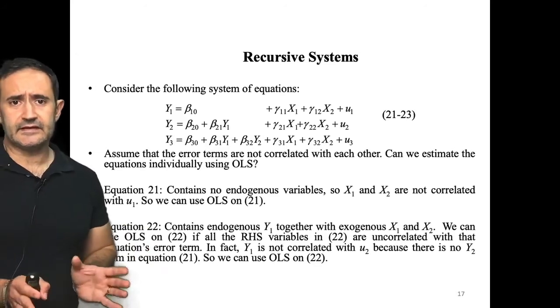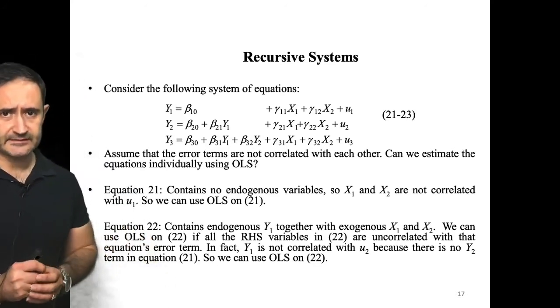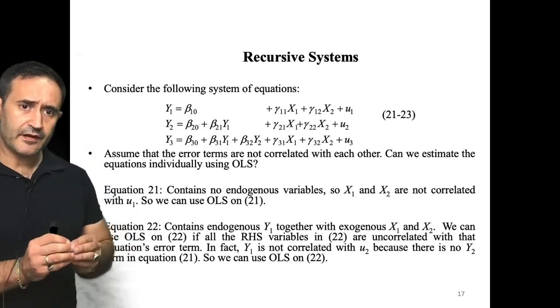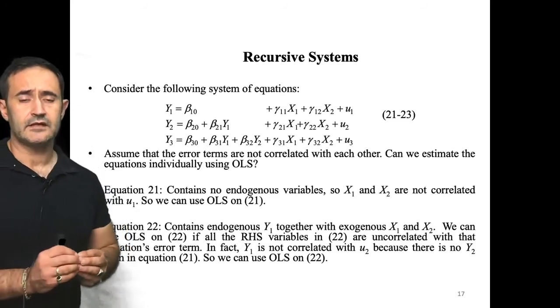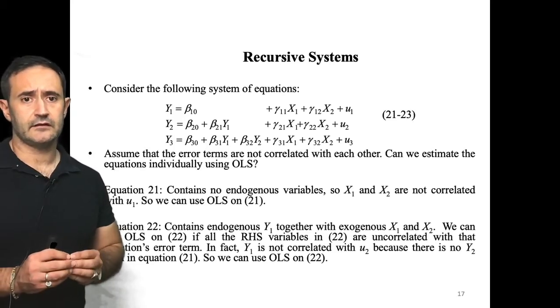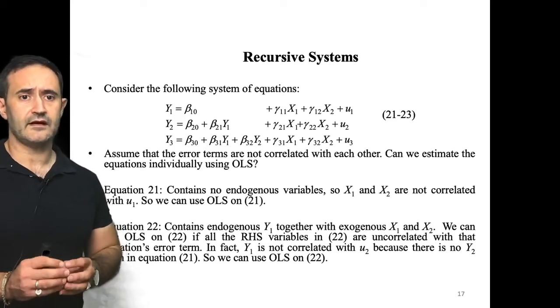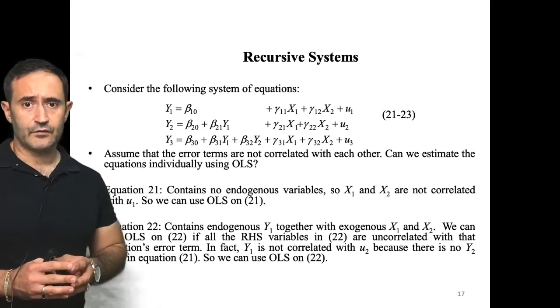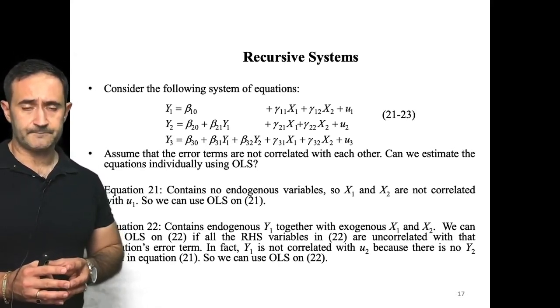And well, this recursive system could be quite interesting. This is basically to show you that there are ways, and this is how we are going to walk to the VARs, to estimate multivariate models avoiding the problem of simultaneity. For example, we have equations 21 to 23.